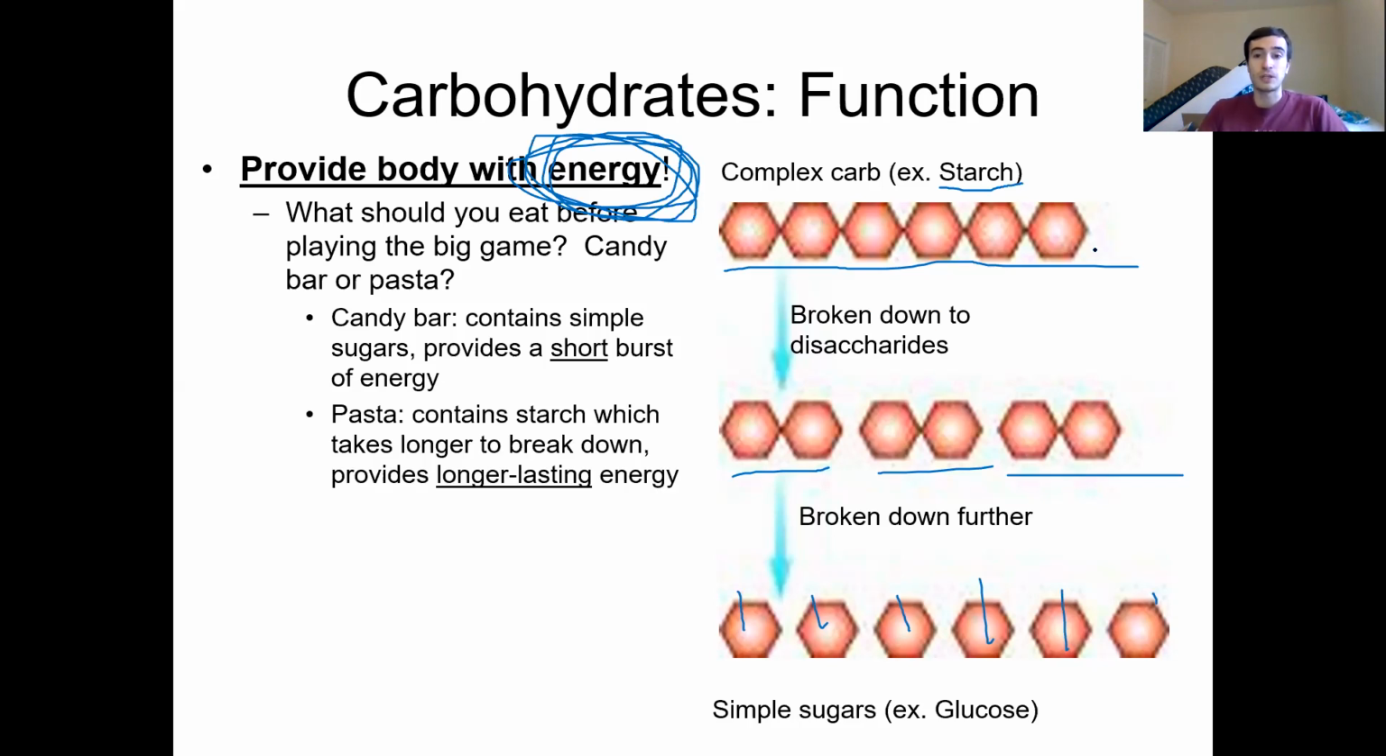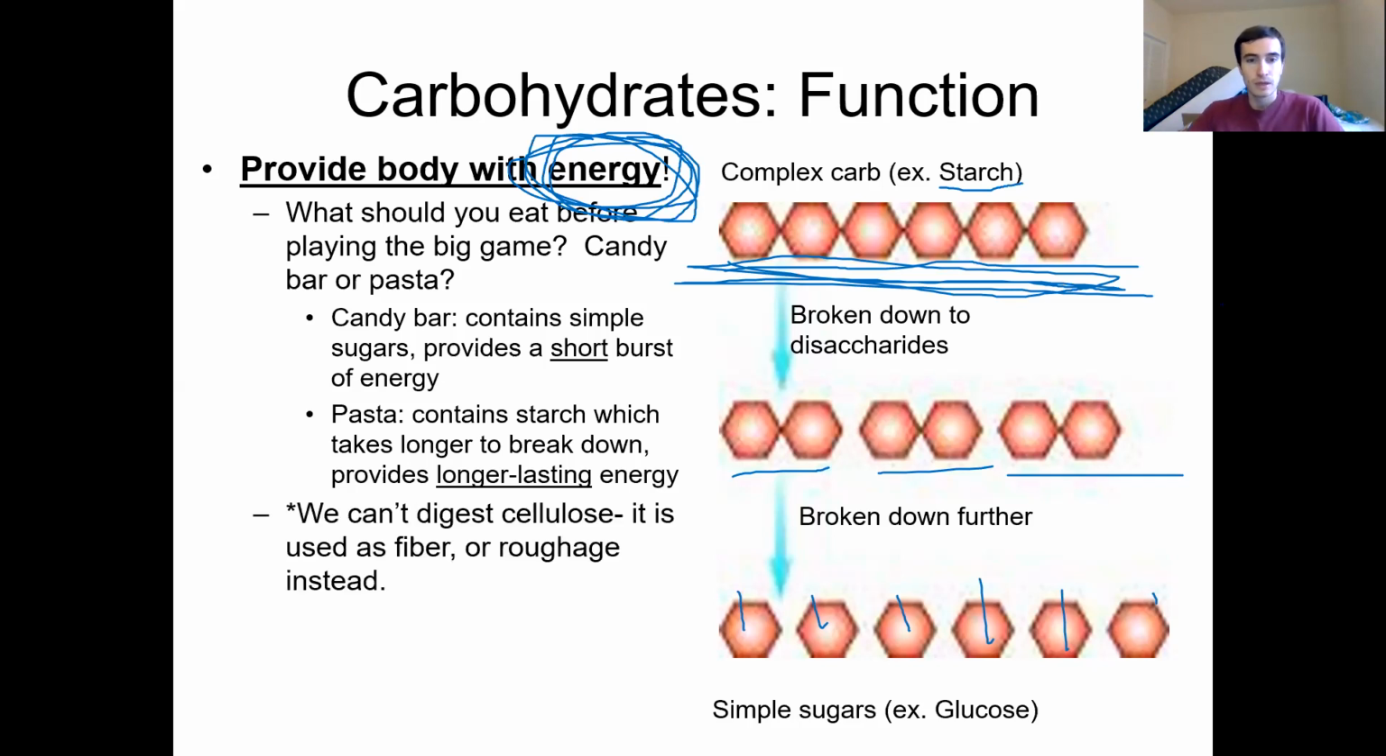Something with these really long chains of energy, like a more complex carb like a starch, takes longer to digest. It's kind of a more slow release of energy. So you get a more sustained amount of energy over the course of time. It's not as much of just a short burst.